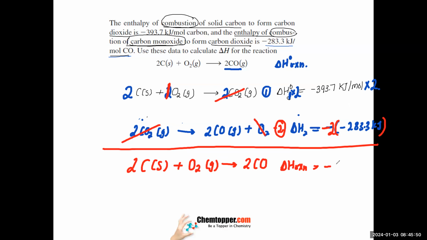So minus this number multiplied by 2, 2 times 393.7, plus you are adding equations, so these values will be added. Plus, but it has a minus minus plus, right? So 2 times 200, take care of the minus plus everything and you'll get your answer. And that will be the delta H of the reaction.